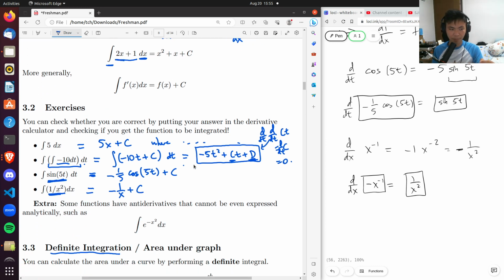integration in general is more challenging, and in fact, integration in general is not even well understood. For example, there are functions like e to the minus x squared, where it's been proven that this is actually the error function, where we do not have an analytic expression for the antiderivative, for the integral of e to the minus x squared.